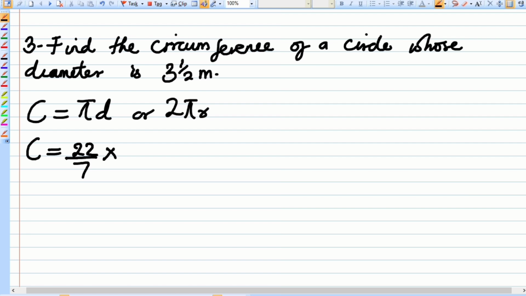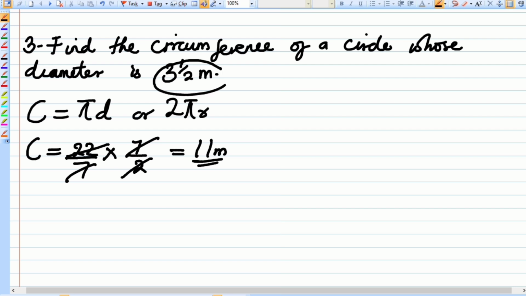So 3 whole number 1/2, let's write it as an improper fraction. We do 2 times 3, 6, 6 plus 1, 7. So we have 7/2. Now you see that 7 can cancel 7 there, and then 2 into 22 will give us 11. So the circumference will be 11 meters, since the diameter was given to us in meters. So always be careful to put your units. Alright, so that's the answer.